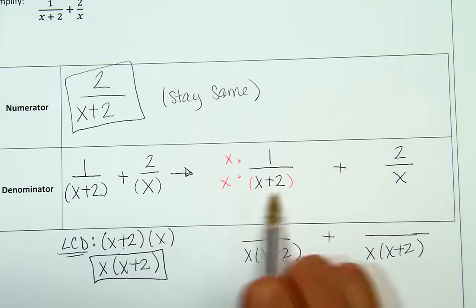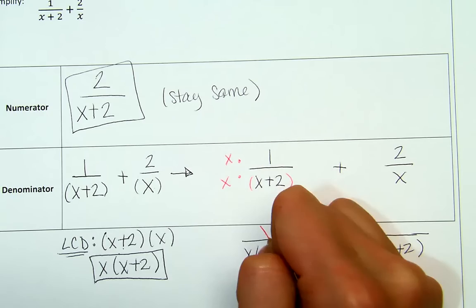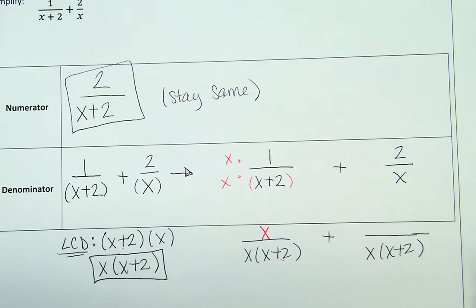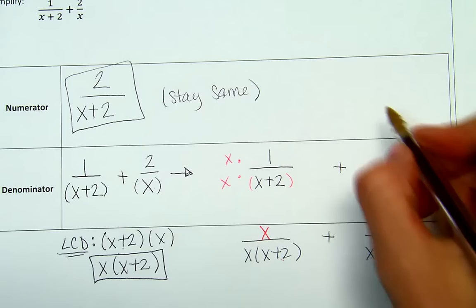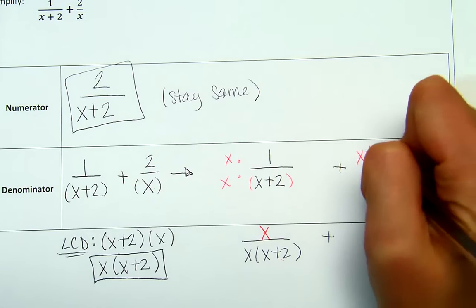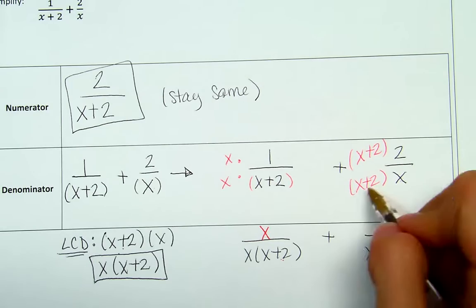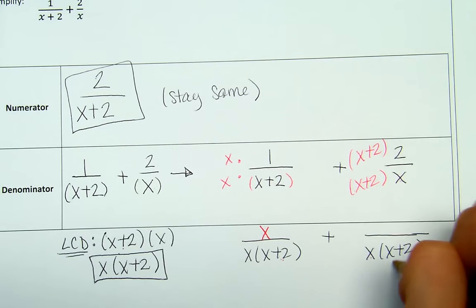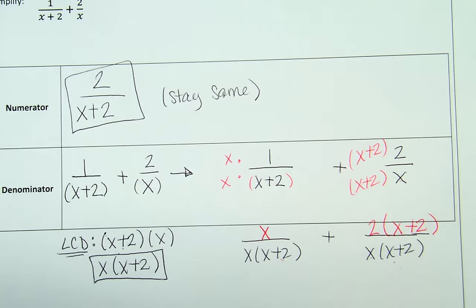So x times this group gives me my new denominator. x times 1 gives me x. Plus, well, x is part of this denominator, so what's missing from top and bottom here is the x plus 2. These two together give me my new denominator. My new numerator is 2 times x plus 2.